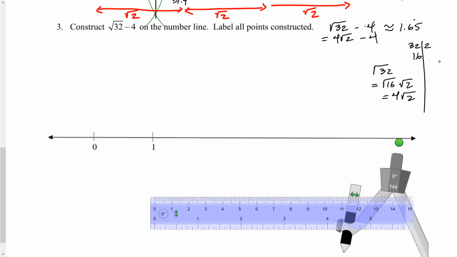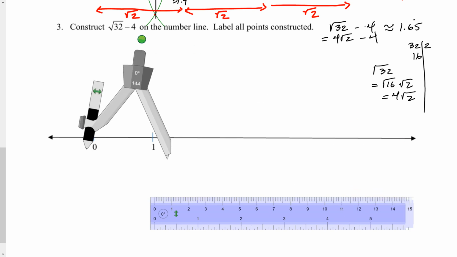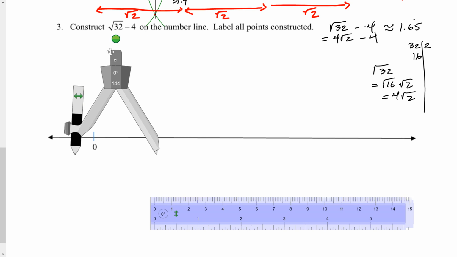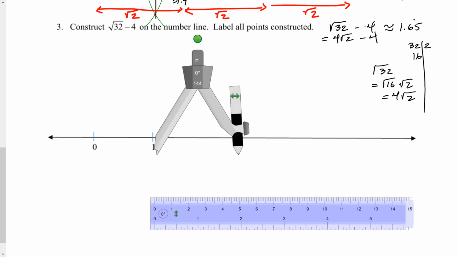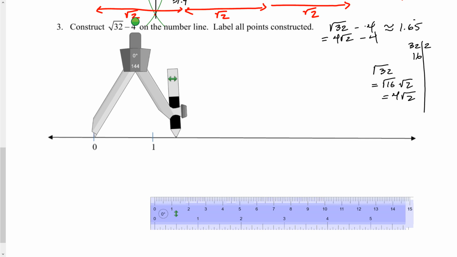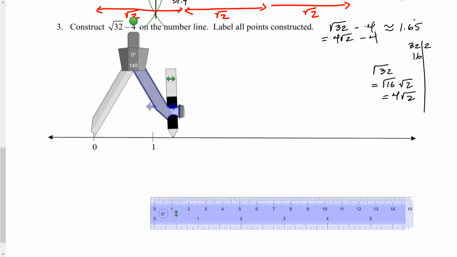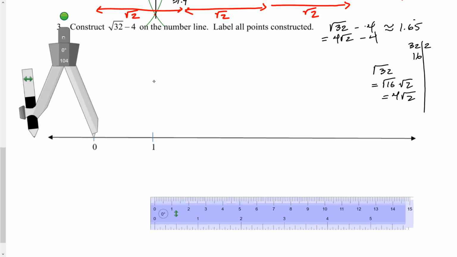And there's the key. We're going to have to construct root 2 again, and then use 4 root 2's to get to 4 root 2, or root 32. So that means we have to construct root 2 again. Let's get good at that. I need to find out where 2 is, so let's do that first, just like I did before. We have to adjust the compass from 0 to 1.